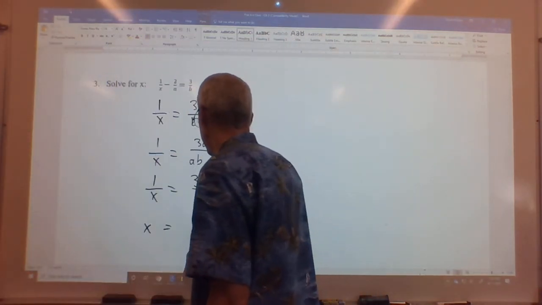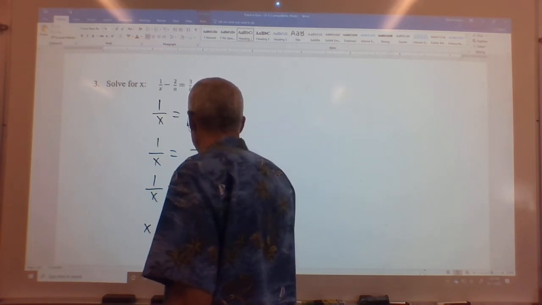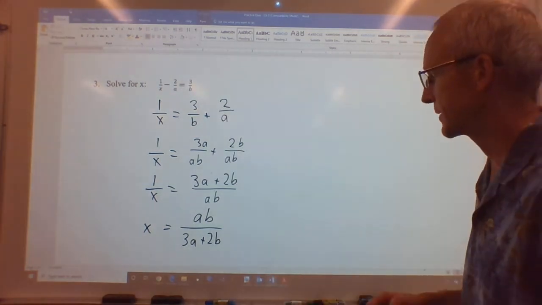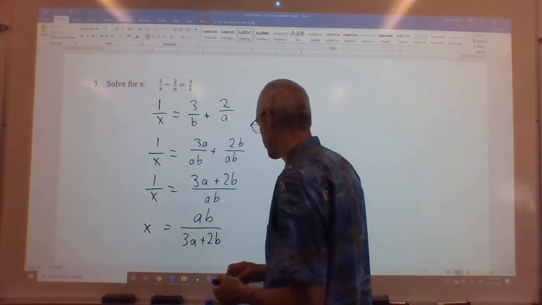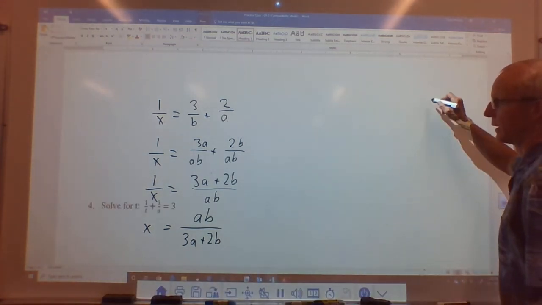Flip this upside down, now the ab is on top. And that's about as simple as you can write it. Really no simplification you can do there to help. So yep, we're done. x is ab over 3a plus 2b. Okay, and the last one is a similar one.